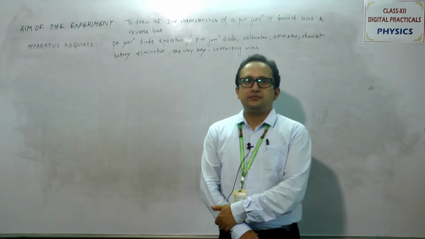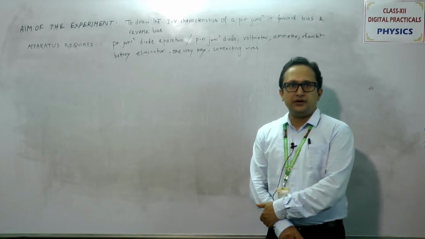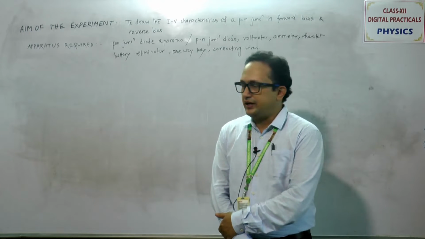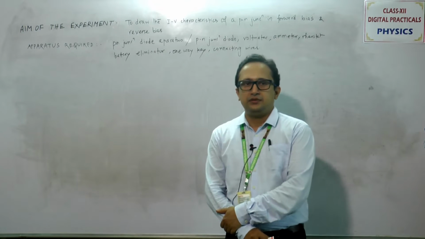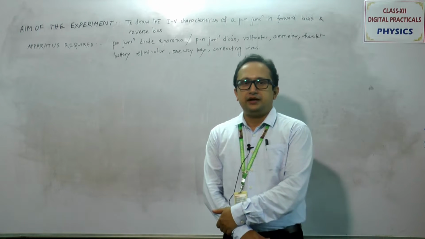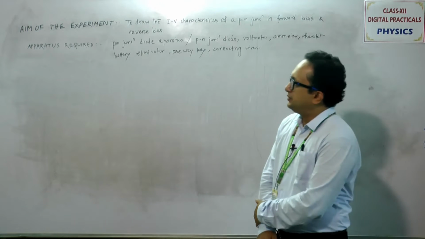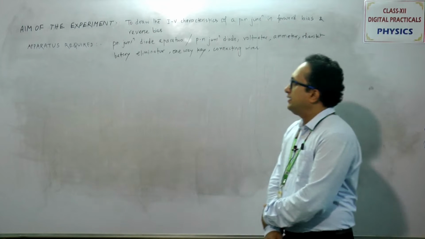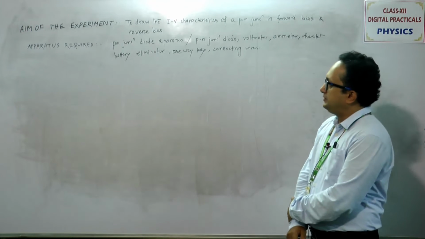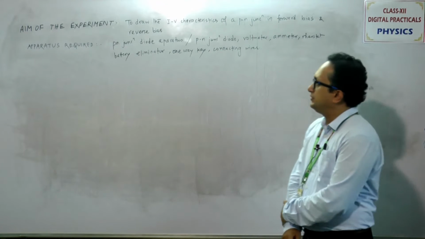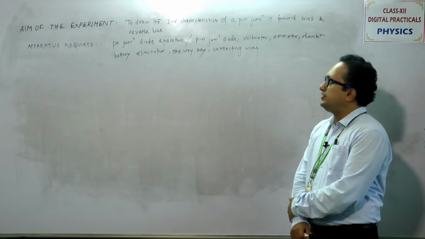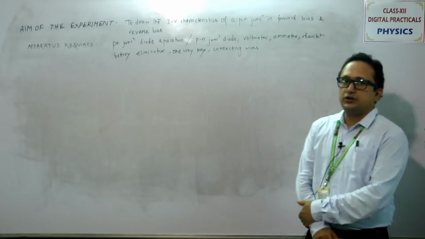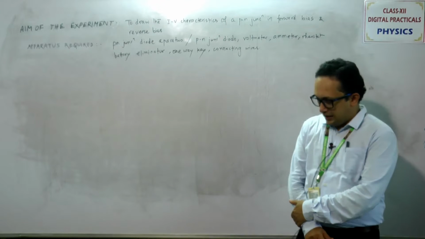Welcome back. This is the last experiment of this very innovative program that has been decided to be created by SCST RTI to reach out to students of remote areas. The last experiment that we are going to discuss today is to draw the IV characteristics of a PN junction diode in forward bias and reverse bias.